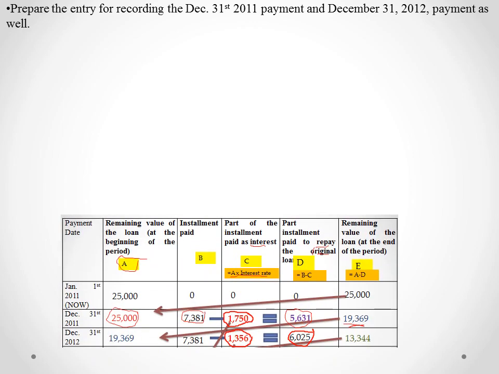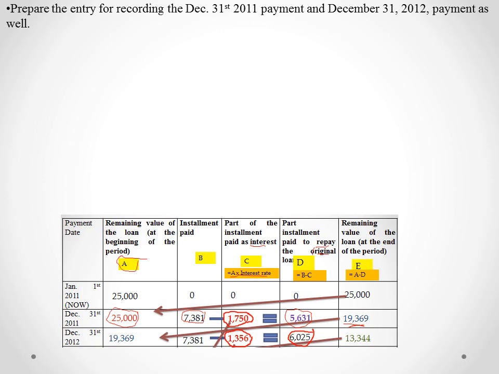Now let's continue to solve the second requirement, which is to prepare the entry for recording the December 31st, 2011 payment and the December 31st, 2012 payment as well. In order to solve this, it's very useful to revisit the last table that we used, which was the amortization table. I pasted it here for you in order to visualize the numbers that we will use.